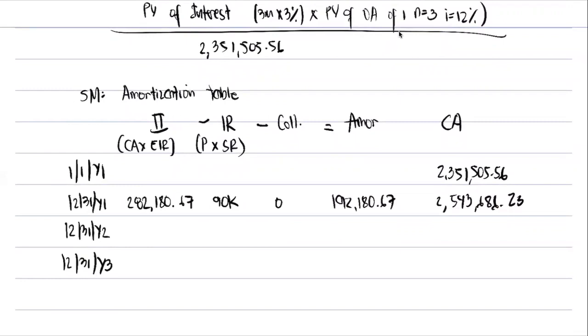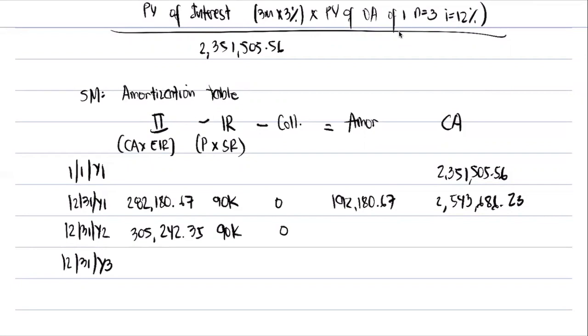So for year 2, to compute for interest income, carrying amount times effective interest rate. So 2,543,686.23 multiplied by 12% will give us 305,242.35. Our interest received is still 90,000. That is the principal times the stated rate. Collection is 0 because there is no principal repayment.